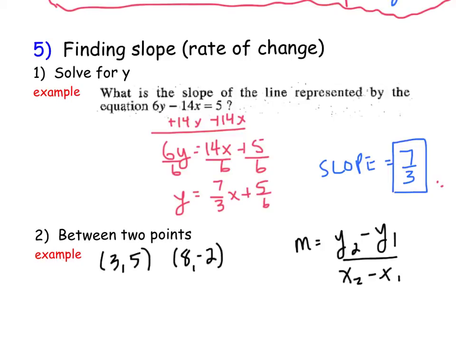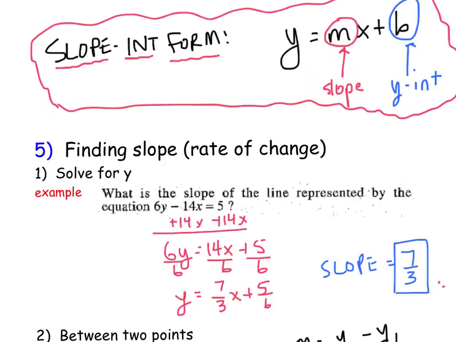It's the rise over the run. And it's given by the fact that I know slope-intercept form up here tells me the slope. So if I put an equation in that form, I will get the slope.